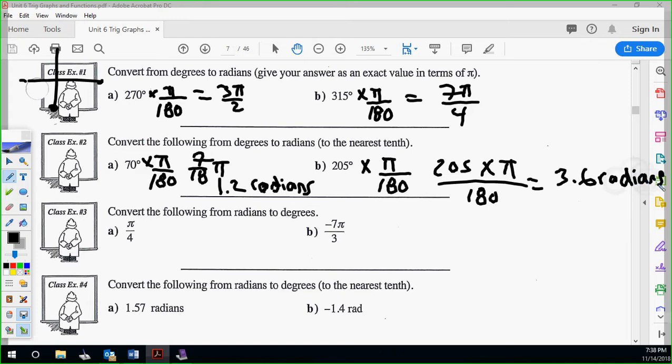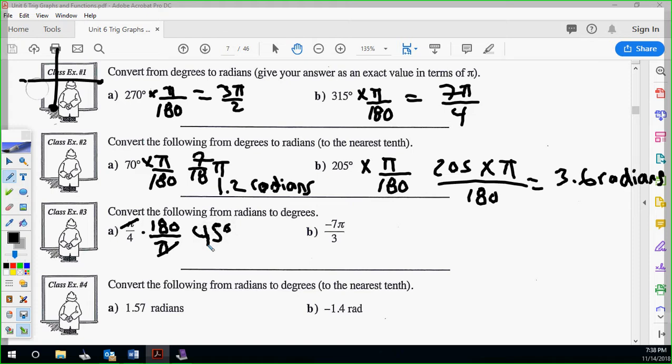Okay. All right. Now we're going to convert the following from radians to degrees. To convert from radians to degrees, we're going to go 180 over pi. And as I was telling you, the pi's are going to cancel. So essentially it's 180 divided by 4 here. So 180 divided by 4 gives me 45. So I'm going to get 45 degrees is pi over 4 in degree measure.